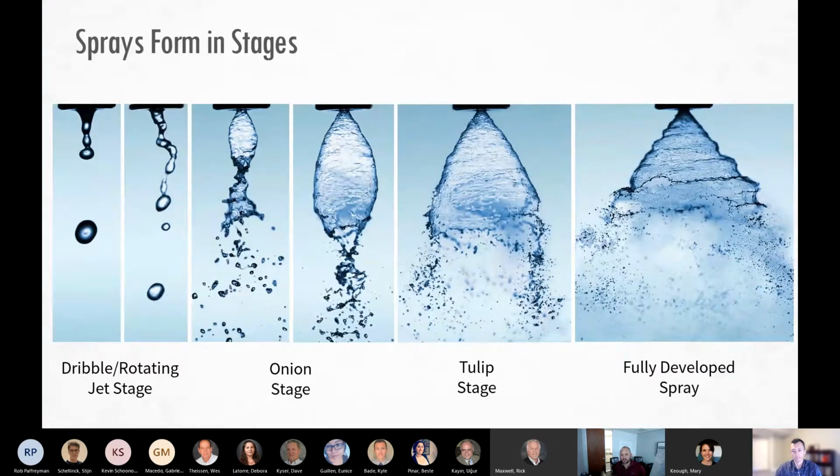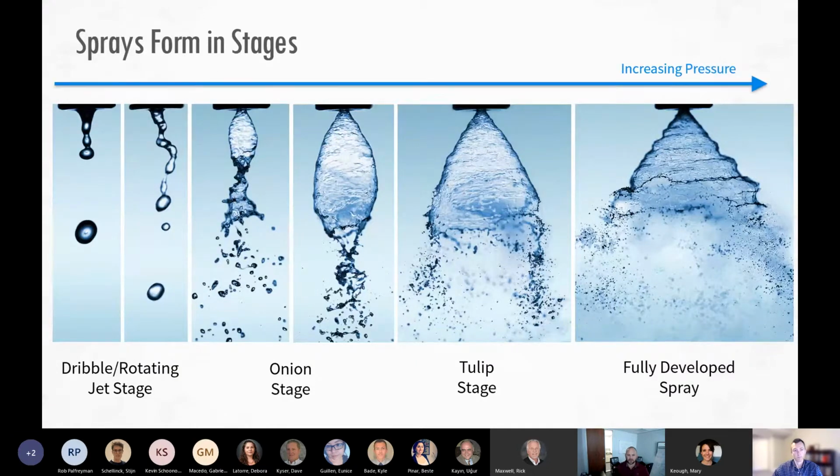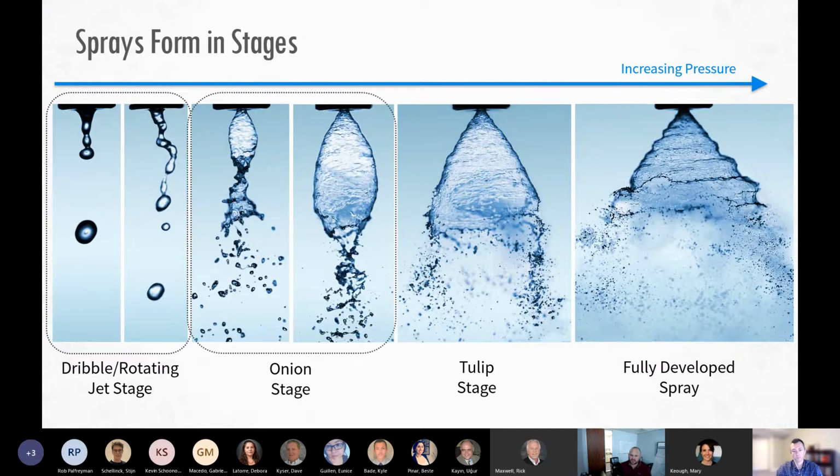So what we're looking at is spray characterization. While we think that a spray is just a spray, there's a lot that goes into it. As we go from left to right, you have various formations. We have the dribble aspect, where you have very low pressure and low flow. Then you have an in-between stage, the onion stage, where you can see it's starting to slowly develop but not quite get there. From there, we go into the tulip stage, and from the tulip stage, we go to a fully developed spray.